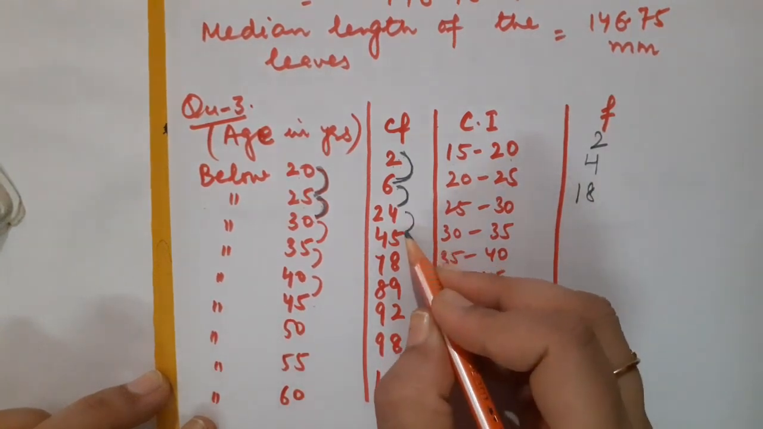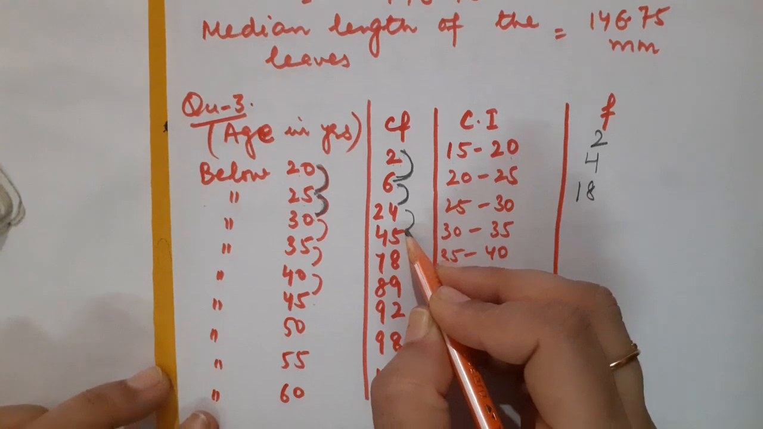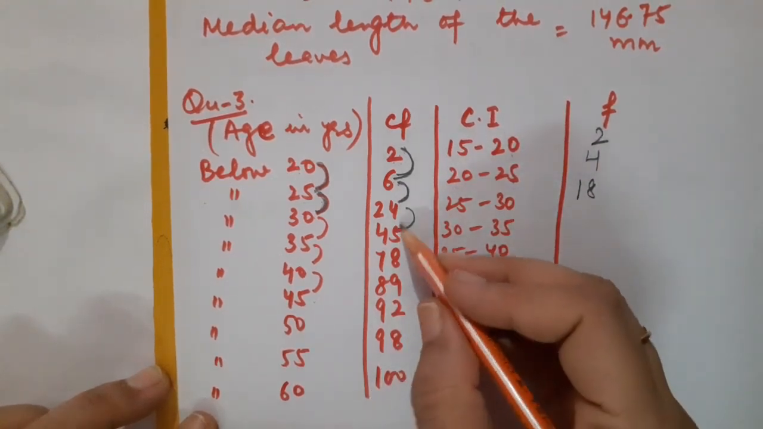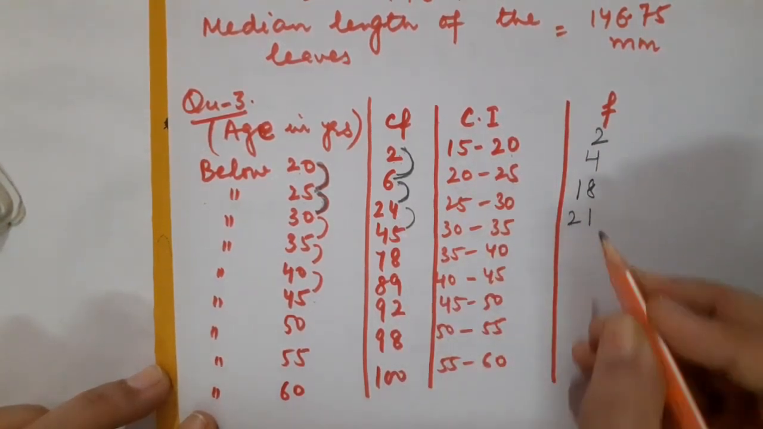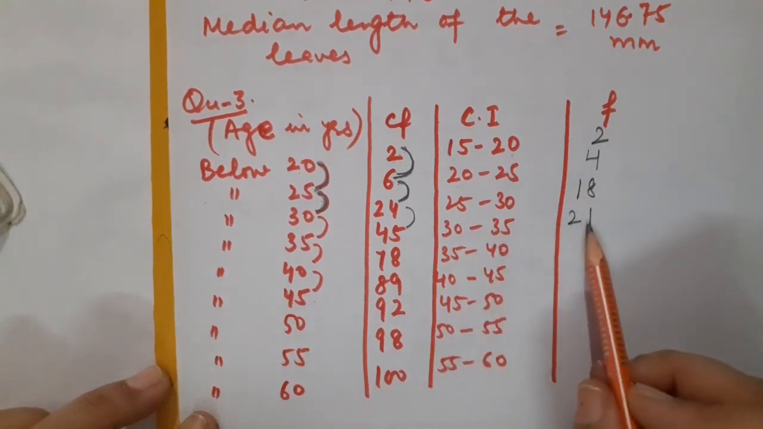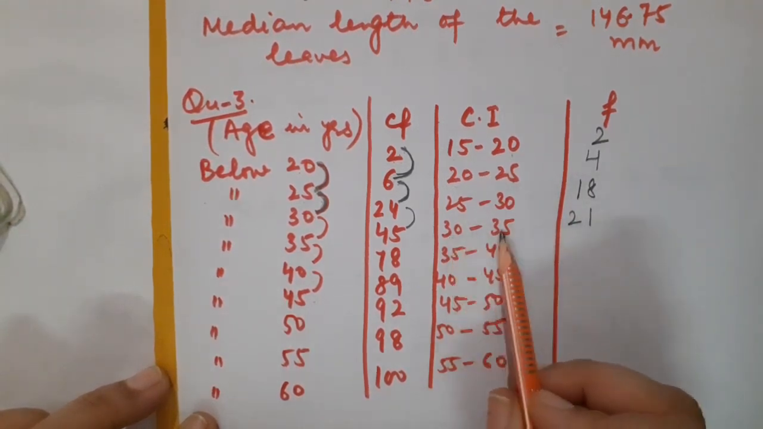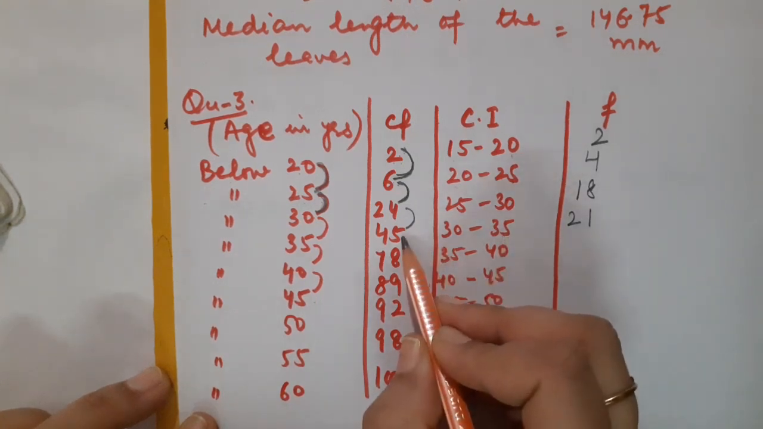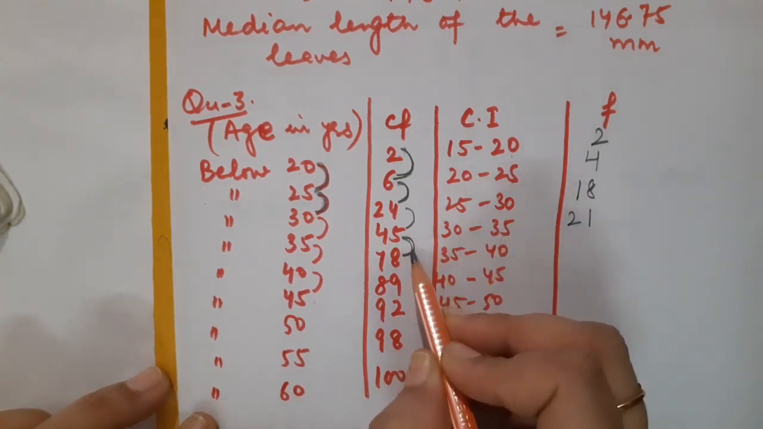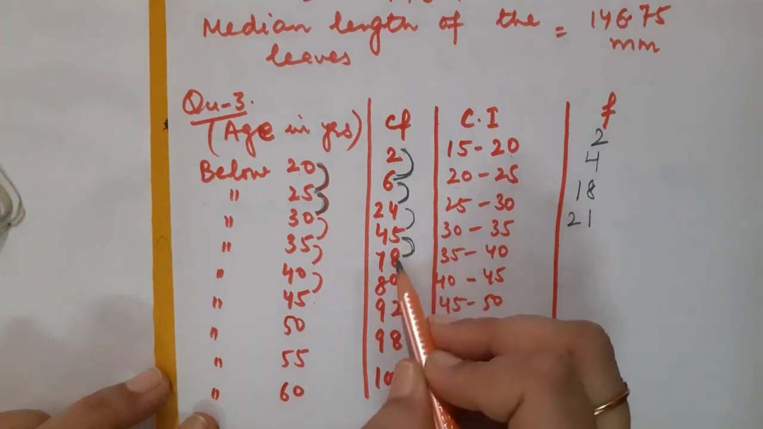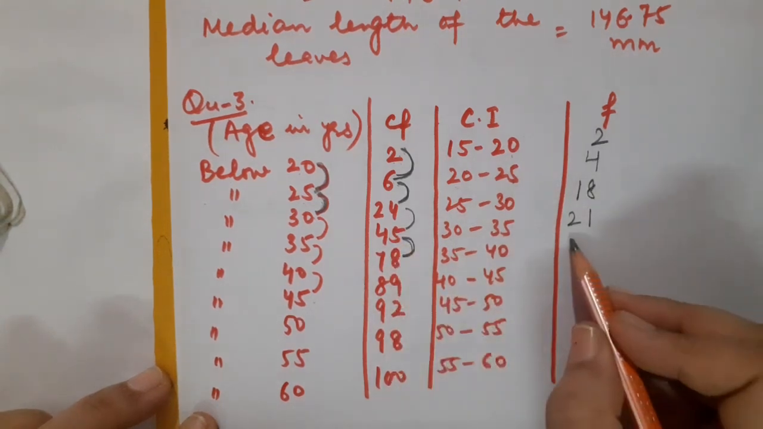Then 45 and 24, the difference you are supposed to take. It would become 21. Means there are 21 policy holders whose ages are from 30 to 35. Correct? Now for the next interval, for 35 to 40, we are going to take the difference of 78 and 45. It would be 33.